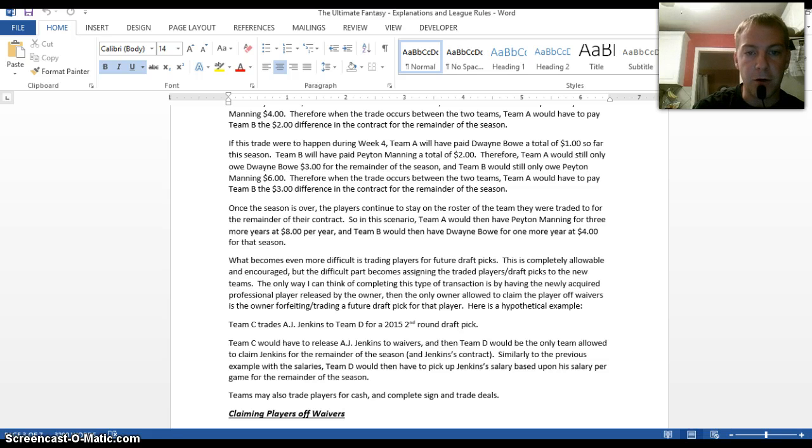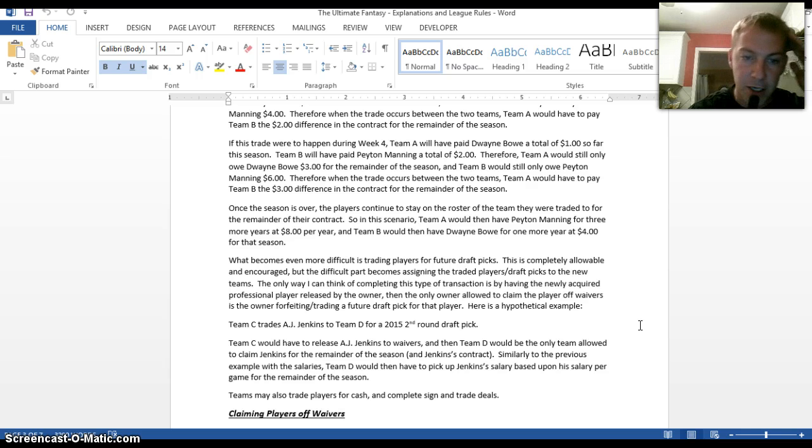Now, what becomes even more difficult with this is trying to trade players for future draft picks, which is completely allowable and encouraged. But the difficult part becomes assigning the traded players' draft picks to the new teams. Excuse me. The only way I can think of completing this type of transaction is by having a gentleman's agreement that the newly acquired player, released by the owner who they traded him to for the draft pick, can only be claimed off waivers by the owner that's forfeiting the draft pick in the future.